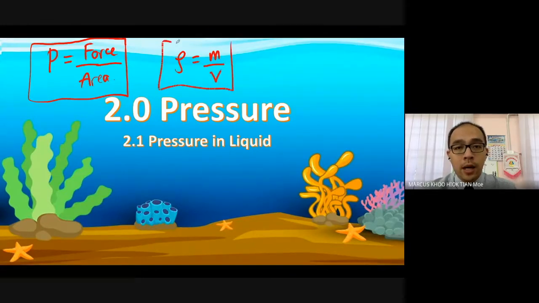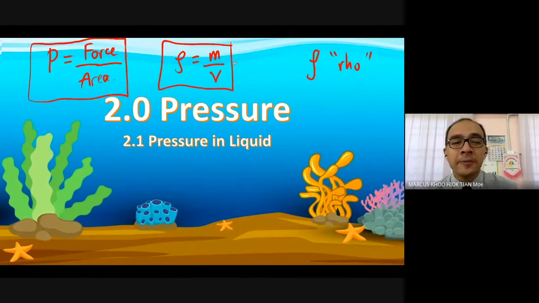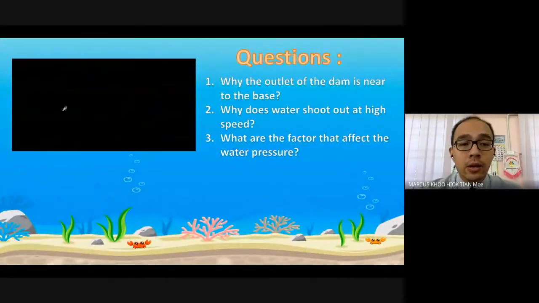If you don't remember, this symbol over here is called rho. It looks like a tadpole swimming upwards. So that is the formula for density, and all this is related to what we want to talk about today. The first thing we're going to look at is the idea of pressure inside liquid. To give you an idea, let's take a look at this video.